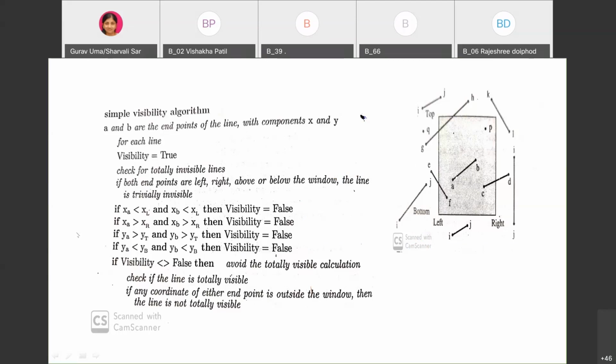If XA is greater than XR and XB is greater than XR, that means the line will be somewhere here, outside the window. So visibility is considered as false.